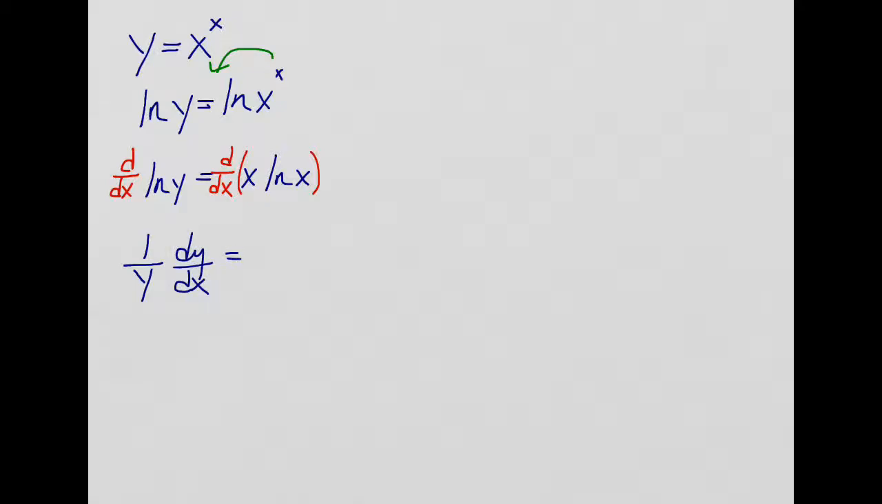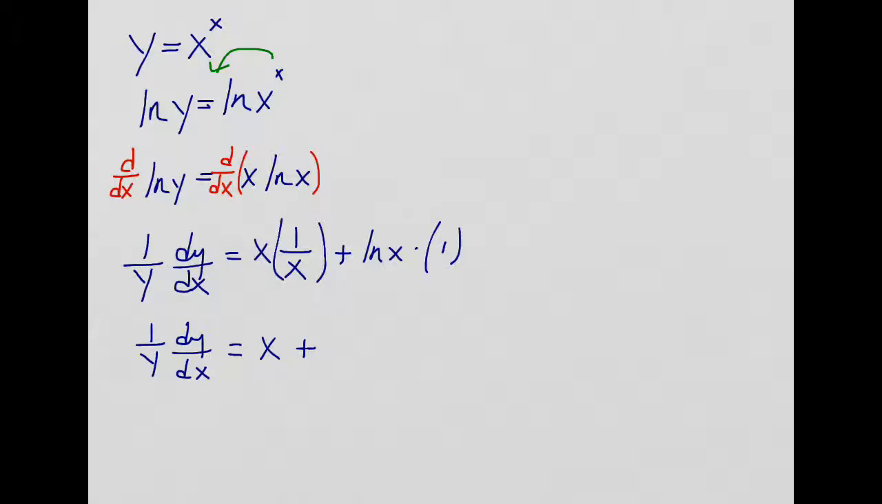And on the right side over here, I am going to have to use the product rule a little bit here. So we have x times the natural log of x. So that's going to be the first term times the derivative of the second term, which would be 1 over x, plus the second term, natural log of x, times the derivative of the first term, which would just be 1. So if we simplify this out a little bit, we're going to get 1 over y dy dx is equal to x times 1 over x, which is really just 1, plus 1 times the natural log of x, which is just the natural log of x.